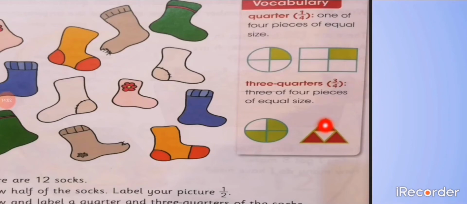Look at this triangle, 1, 2, 3, 4. It is divided into 4 equal parts. 1, 2, 3. 3 parts are shaded or colored. So the fraction of this triangle is 3 by 4th, the colored part. And the uncolored is 1 by 4 or 1/4. They are cut into equal parts. So we can say it can form fraction.